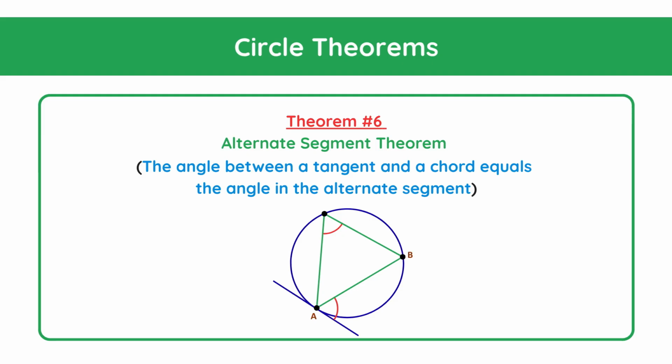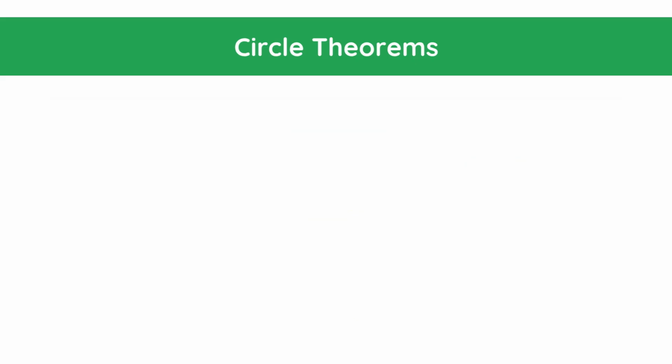The angle between the tangent and the chord is the angle at A. Now look on the other side of the chord at any point on that opposite arc, say point C. The angle at C, that's angle ACB, will be exactly equal to the angle between the tangent and the chord at A. Let's do an example.